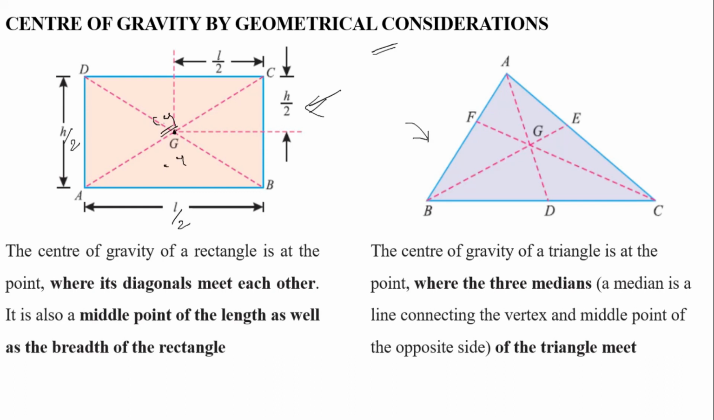Whereas for a triangle, we have to bisect the sides and join from each corner, right? From A we bisect the side BC, and we get point D, then join AD. Similarly, we bisect the side AC and we get E, then join BE, right? The intersection point is called the CG. The center of gravity of the triangle is at the point where the three medians of the triangle meet, right?